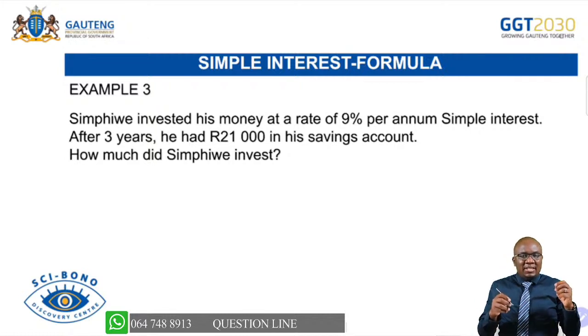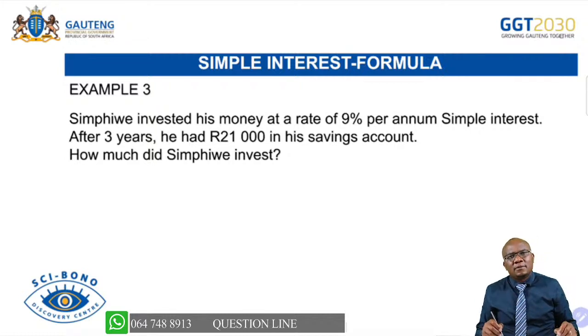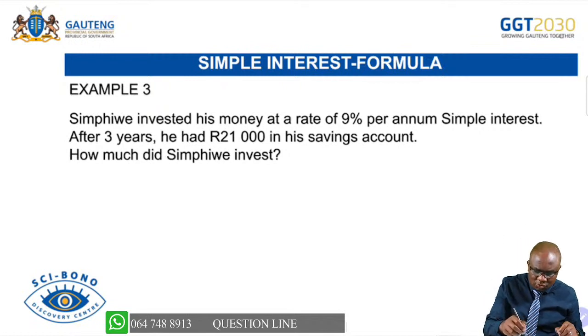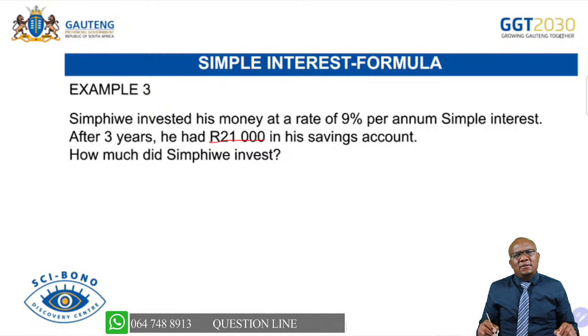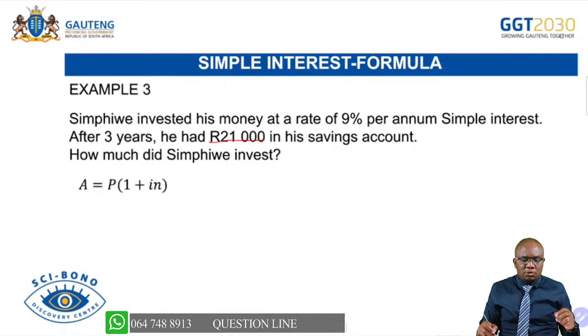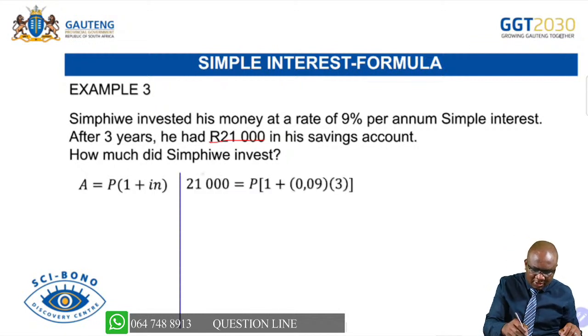So it means now we're talking about the P. So it means this 21,000 is the A. So what is P? Write down the formula. Let's substitute what we have, what we are given. Our A is 21,000. We put 21,000.